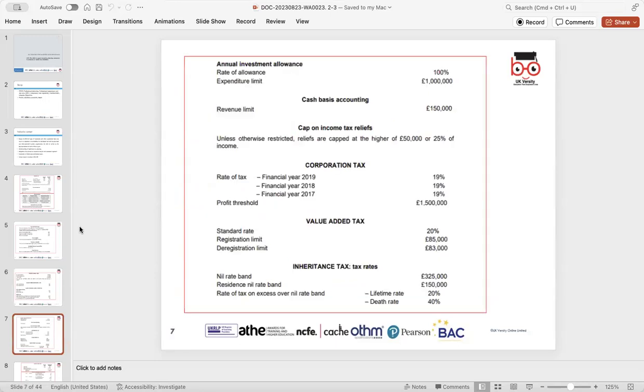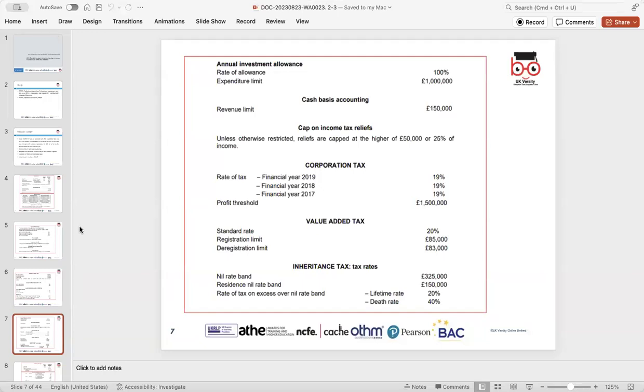Next is AIA, or annual investment allowance. This allowance allows businesses to deduct the full value of qualifying capital expenditures from their taxable profits. So up to certain limits, currently the rate of allowance is 100%, and the expenditure limit stands at £100,000.